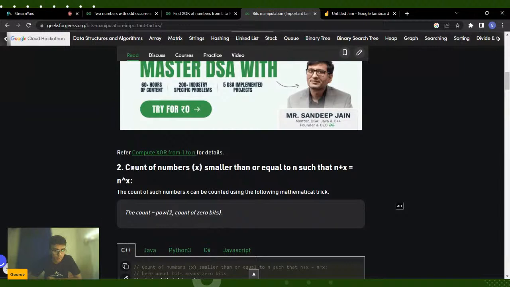Apart from that, let's have a look here. Let's say you want to count the number of numbers x smaller than or equal to n such that n plus x is equal to n XOR x. Okay, so how many numbers x are there such that the addition of n with x is equal to n XOR x? Okay, how will you do this?